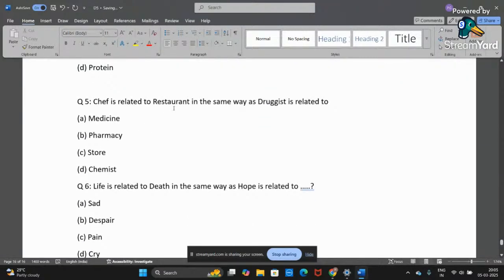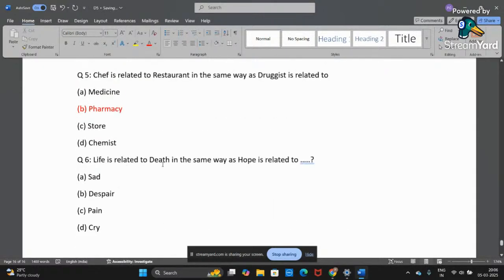Chef is related to restaurant in the same way druggist is related to what? Medicine, pharmacy, store, or chemist. No, it is pharmacy. Druggist is related to pharmacy.